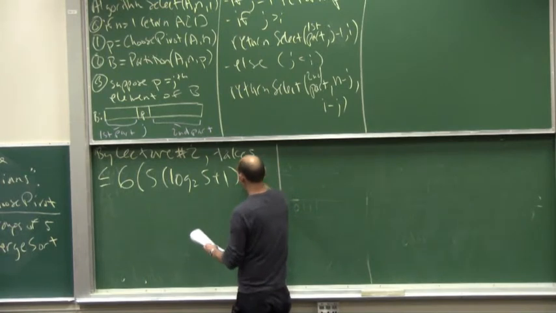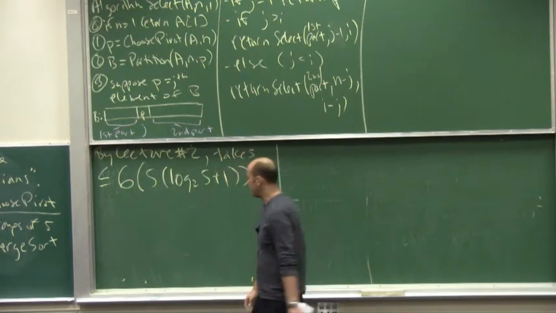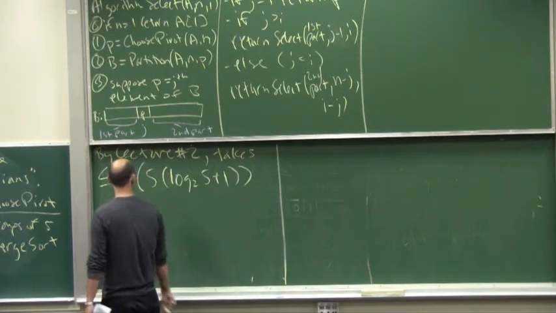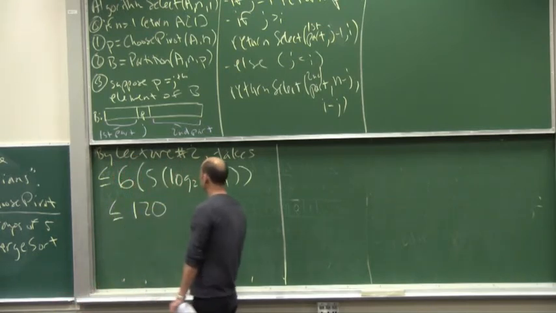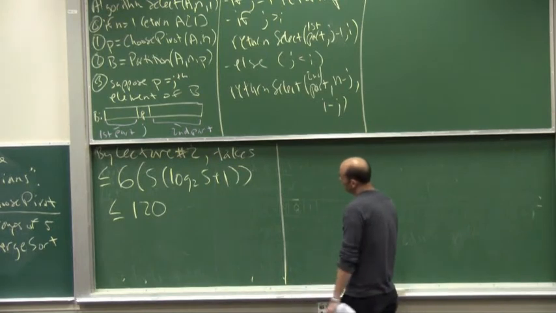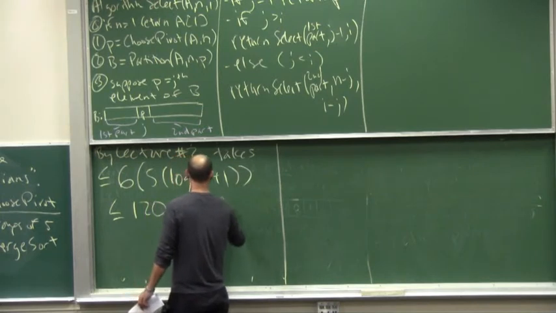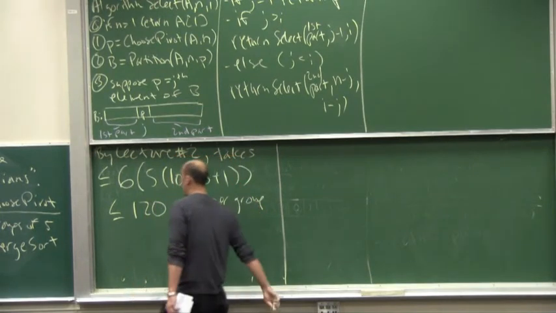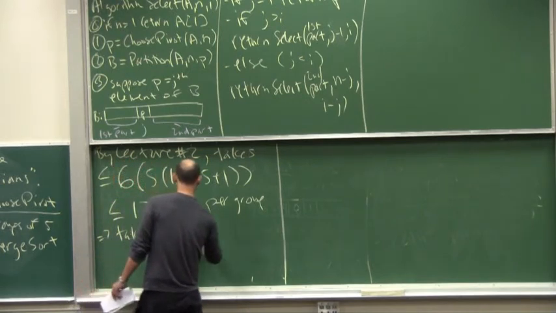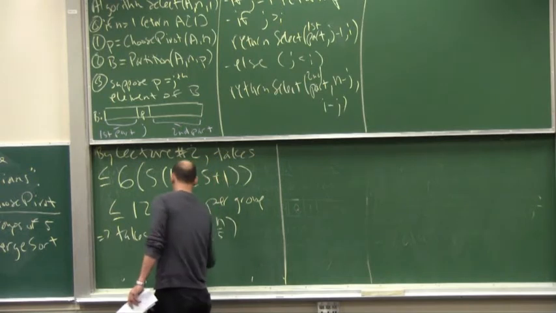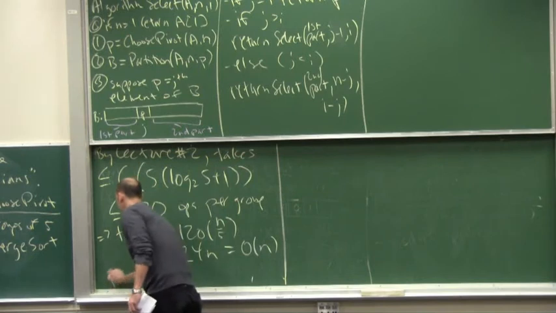And log 2 of 5, let's just among friends call that 3. And that'll give us a bound of 120 or something. 6 times 5 times 4, 20, yeah. Per group. Times the number of groups, which is a linear amount of work for all groups.